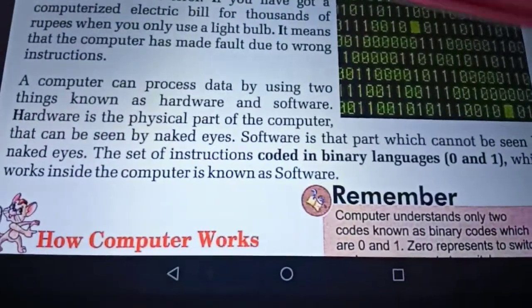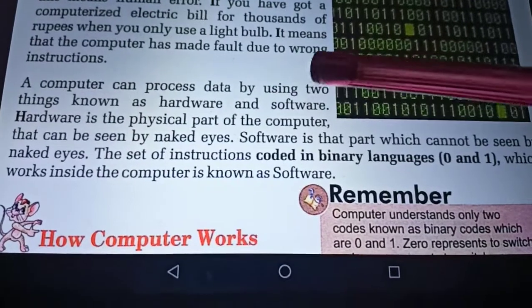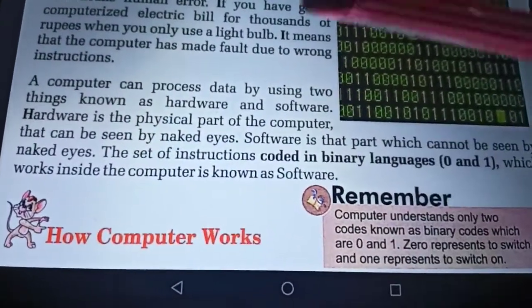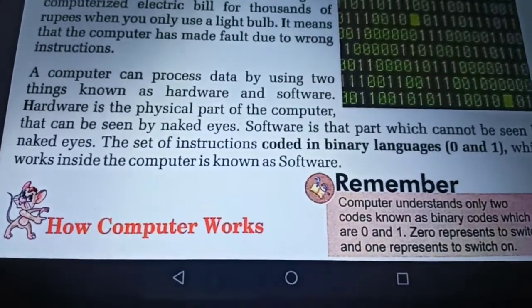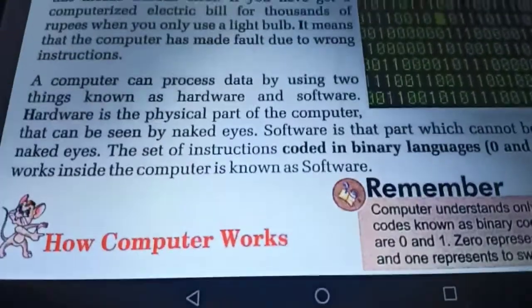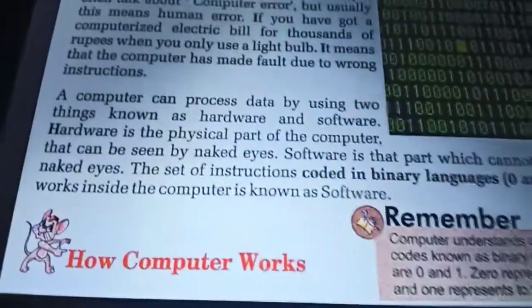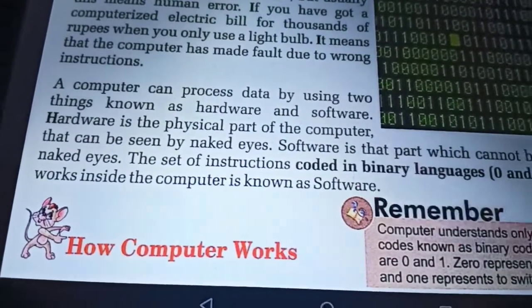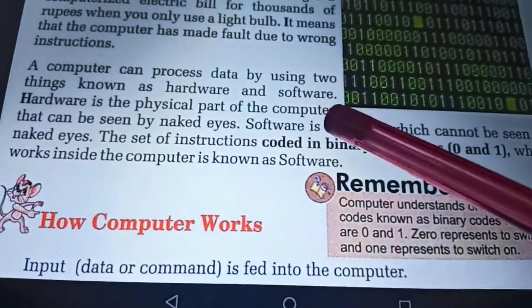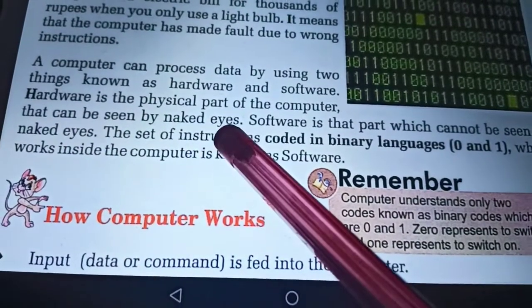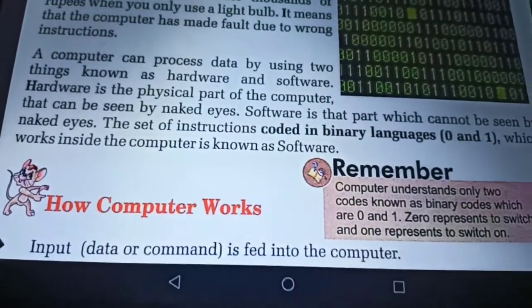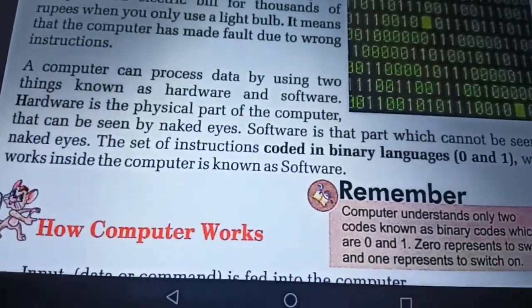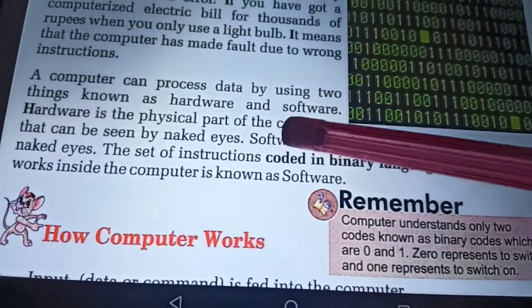So next one is, a computer can process data by using two things, known as hardware and software. So what is the hardware? Hardware is the physical part of the computer. The hardware is that part of the computer that can be seen by naked eyes. We can see or touch the hardware devices.